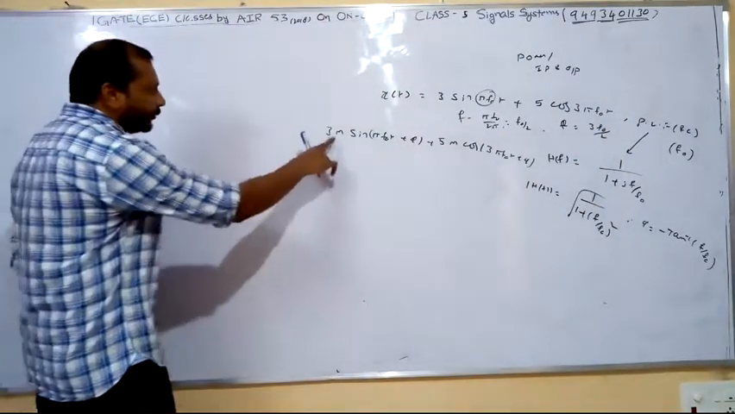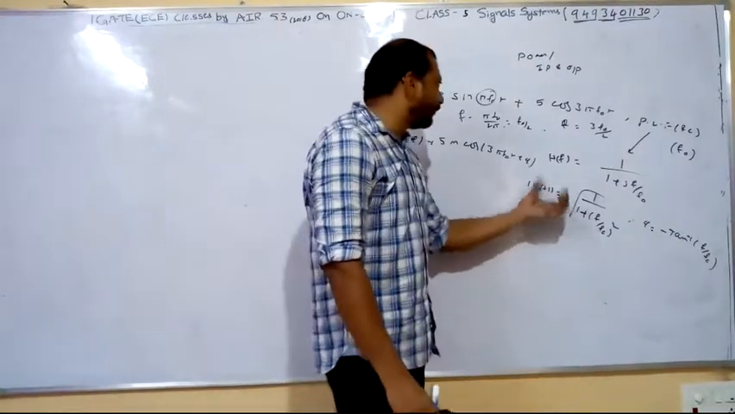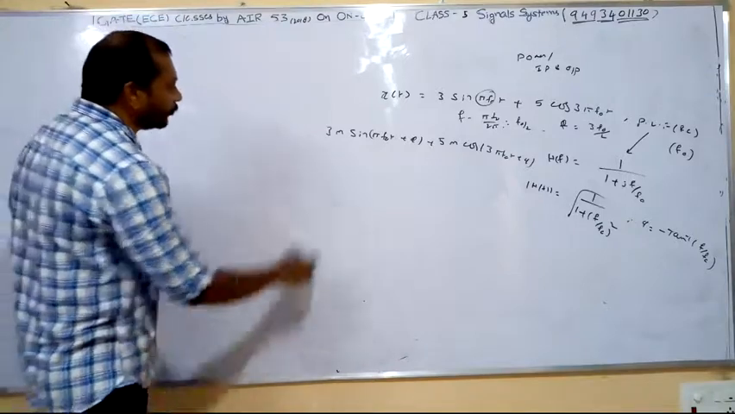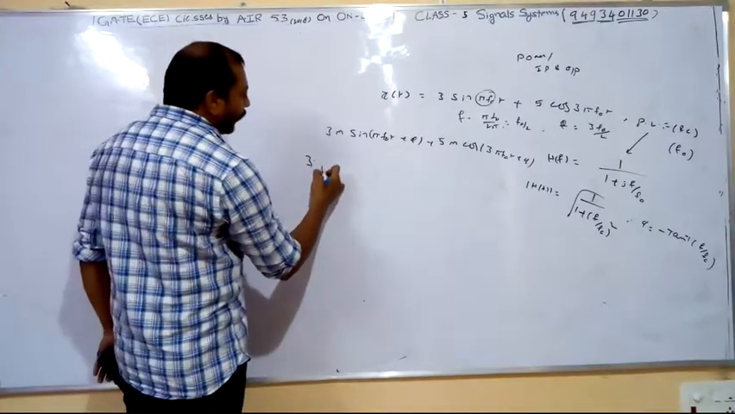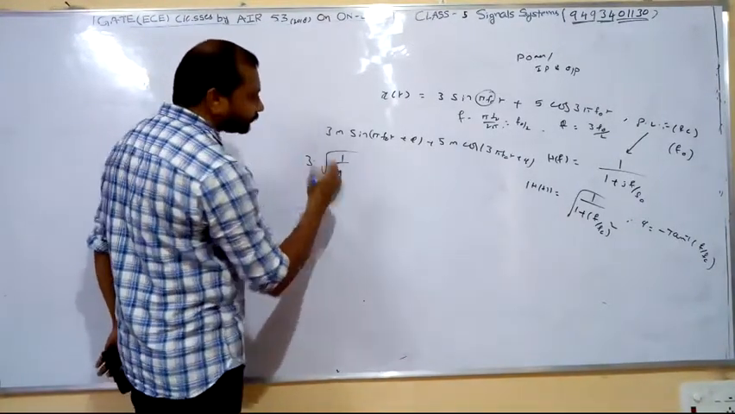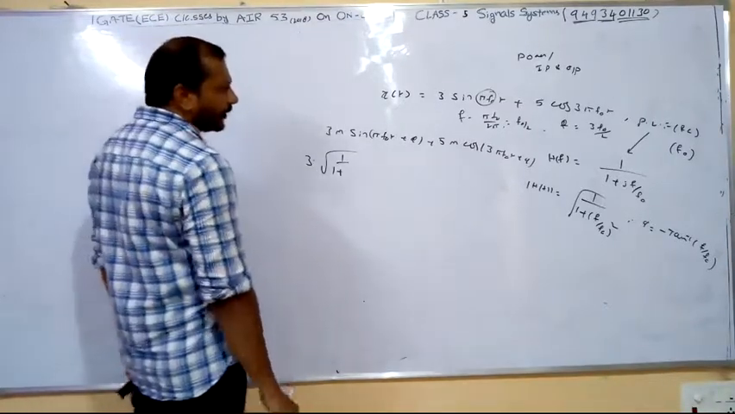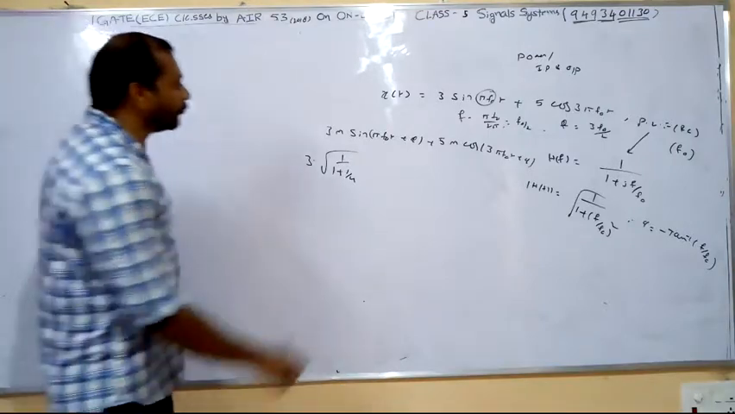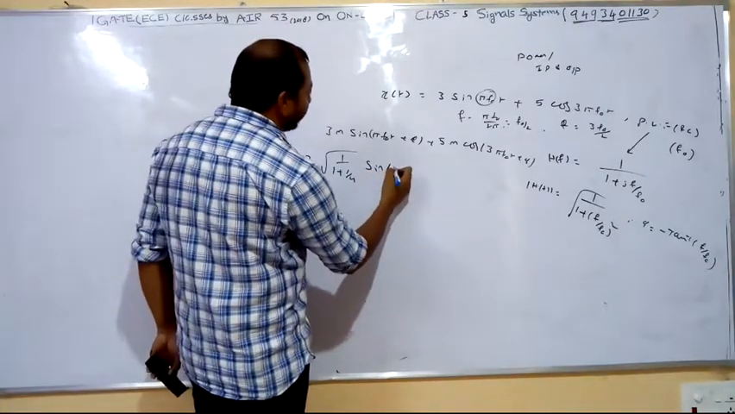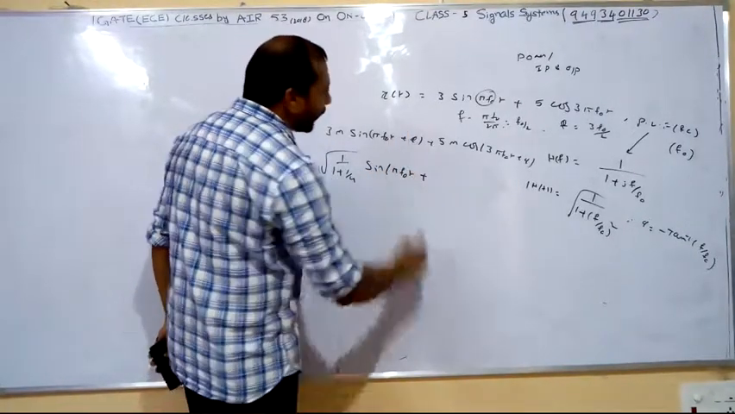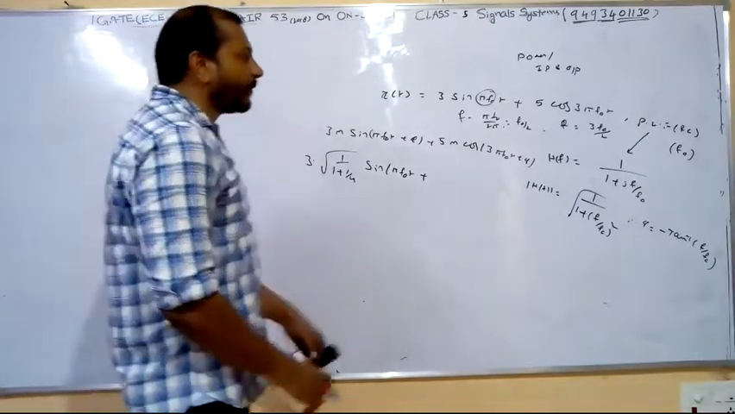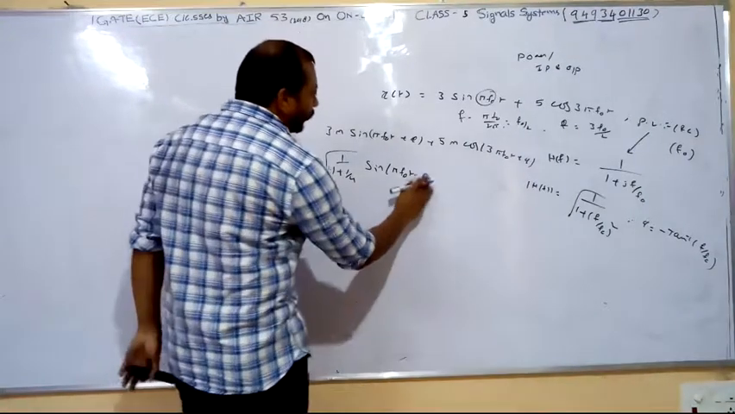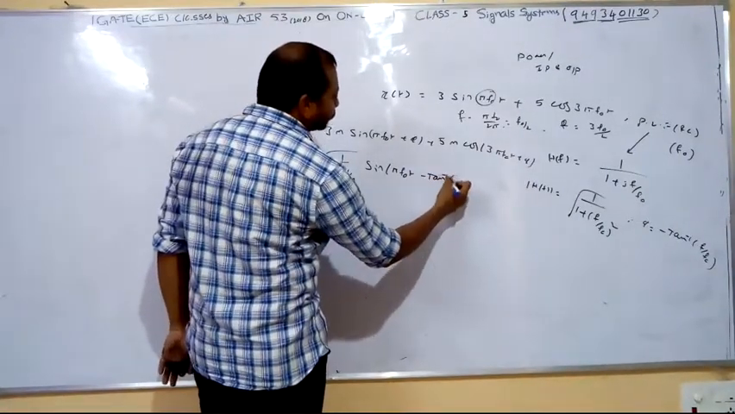So this magnitude is equal to the magnitude of this filter at the frequency f equal to f naught by 2. So this value will become 3 into the square root of 1 by 1 plus (f naught by 2 is nothing but simply) 1 by 4, that is, 1 by square root of 1 plus 1 by 4, into sine of (pi f naught t plus phi). What about the phi? This phi is equal to minus tan inverse of f by f naught, where f is equal to f naught by 2. So this value is equal to minus tan inverse of 1 by 2.